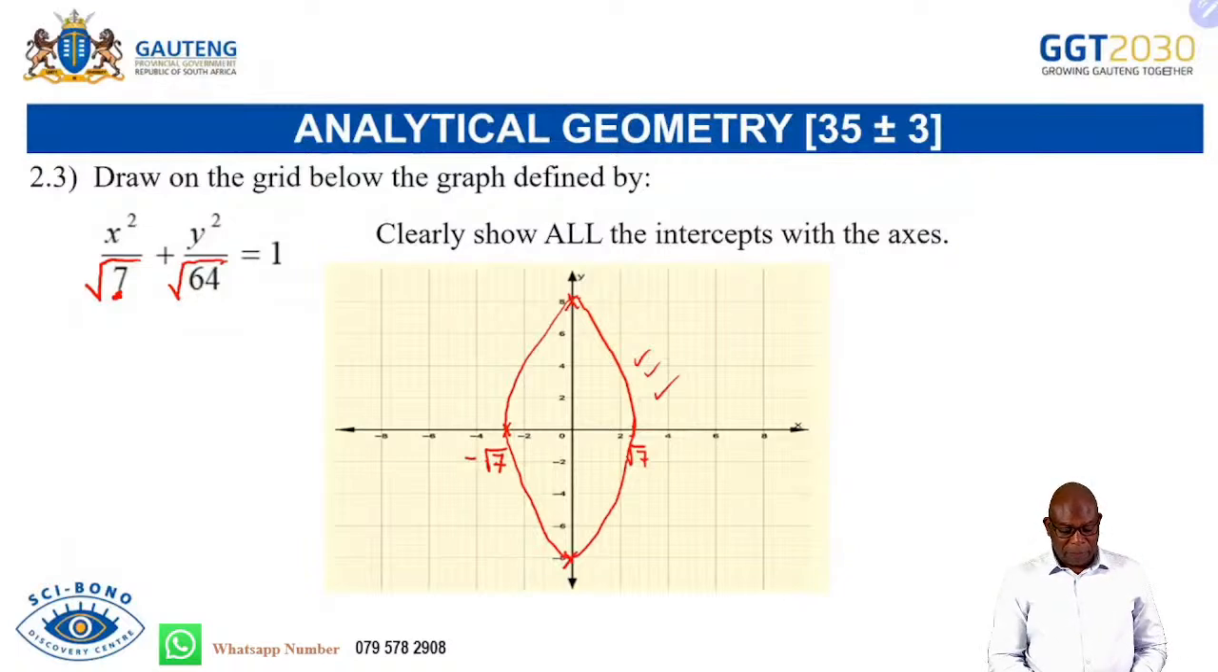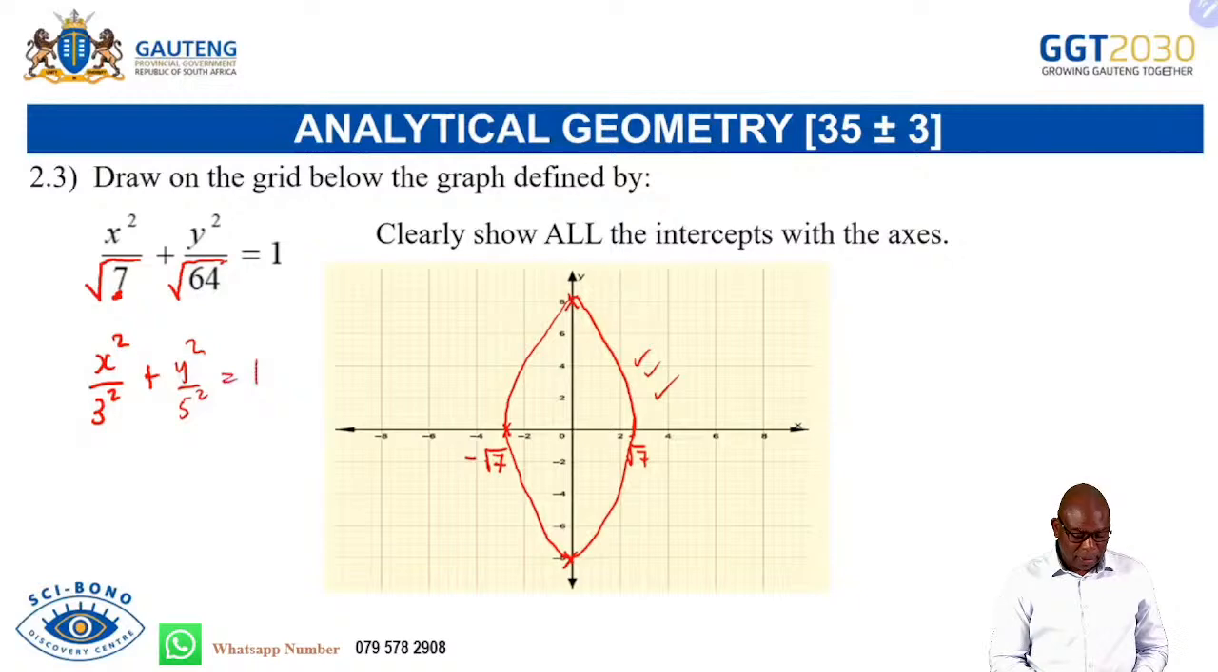But if I get it like this and I have x squared over 3 squared, for instance, plus y squared over 5 squared, equals 1, then obviously I take the numbers without the squares and indicate them on the sketch. So I'll indicate a 3, I'll indicate a 5 there, and then from there I draw my sketch. Okay, that was just an example.